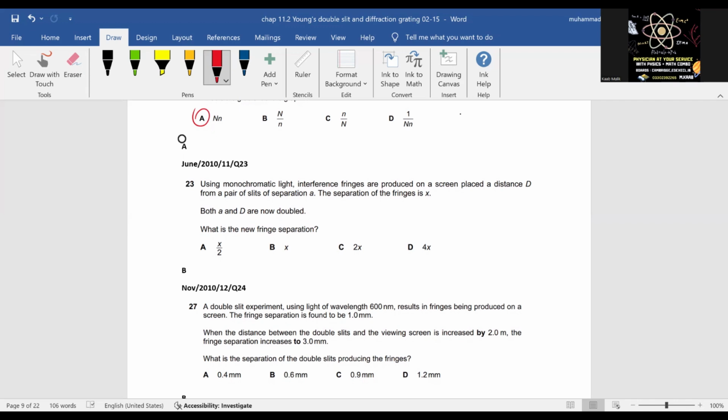Using monochromatic light, interference fringes are produced on a screen placed a distance d from a pair of slits of separation a. The separation of the fringes is x. Both a and d are now doubled. What is the new fringe separation?